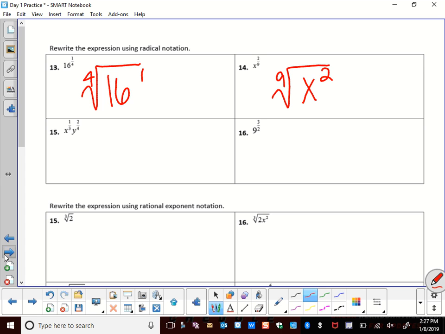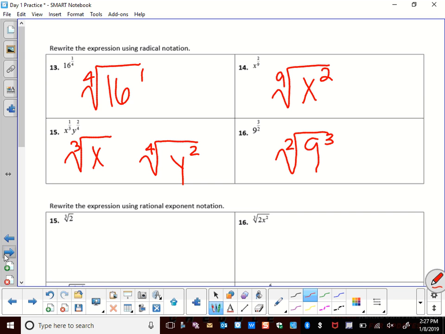Number 15, I told you guys to skip this one because we have 2 different roots. So that means I have 2 different radicals. In the first radical, I have x to the power of 1, and my root is 3. In my second, I have y to the power of 2, and my root is 4. What did you guys get for 16? 3. What's your power? 3. And your root? 2.